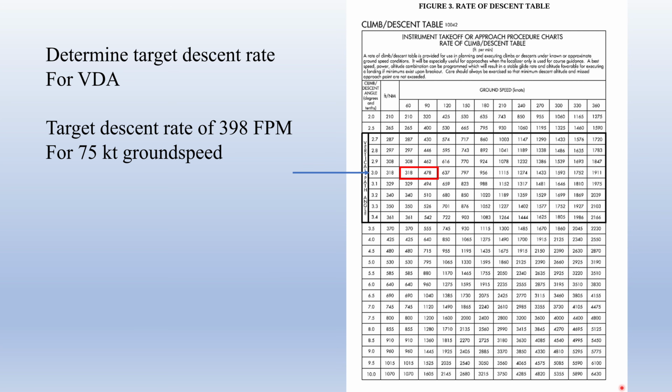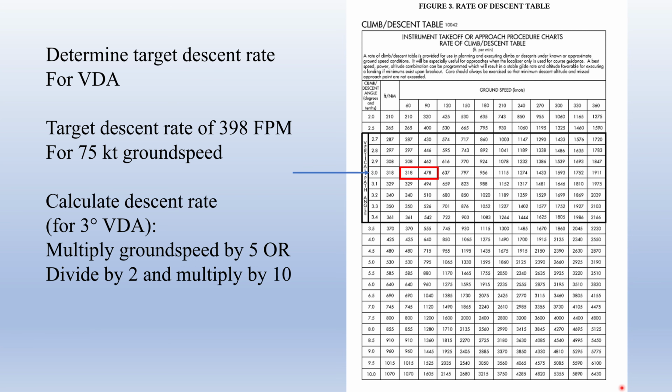You can also do a quick calculation to determine this descent rate, and it's not as precise as using the chart, but again, you don't need to be super precise. For a 3-degree glide slope or 3-degree visual descent angle, and this only works for 3 degrees, you want to multiply your ground speed by 5, or you can divide by 2 and multiply by 10. Divide your ground speed by 2 and multiply by 10. It's just two different mathematical ways to get to the same answer, whatever works best for you.